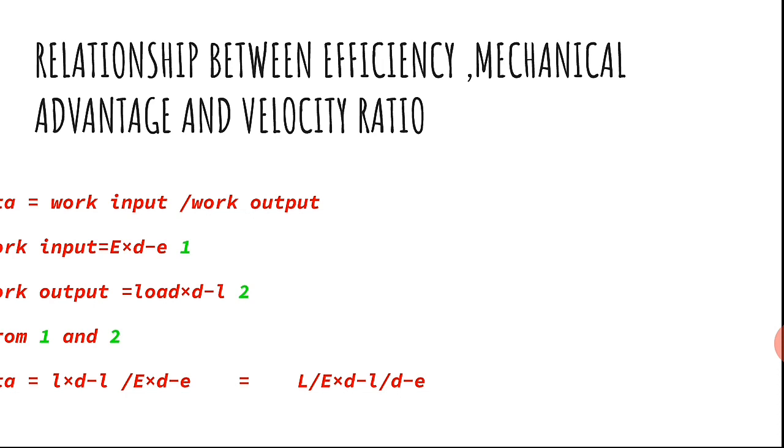Then from equations 1 and 2 we get that eta is equal to load times displacement of load upon effort times displacement of effort. But as we know, load by effort is equal to mechanical advantage, and displacement of effort upon displacement of load is equal to VR, that is, velocity ratio. Then we can say efficiency is equal to MA upon VR, and from this equation we get that MA is equal to VR times eta, or efficiency. Thus the mechanical advantage of a machine is equal to the product of its efficiency and velocity ratio.